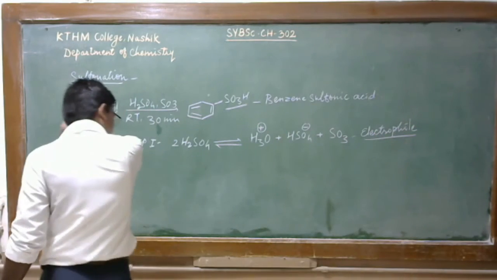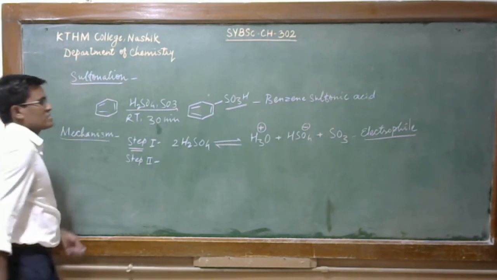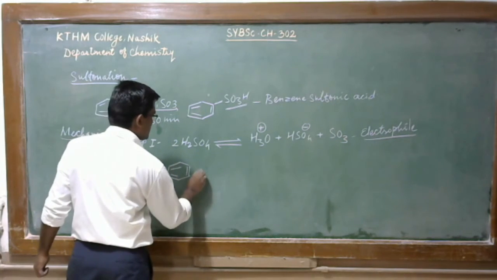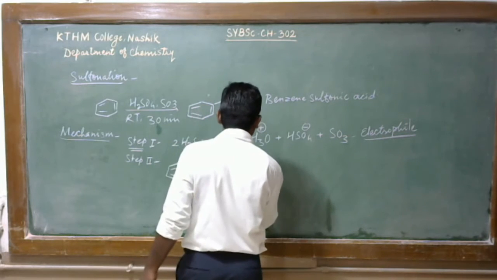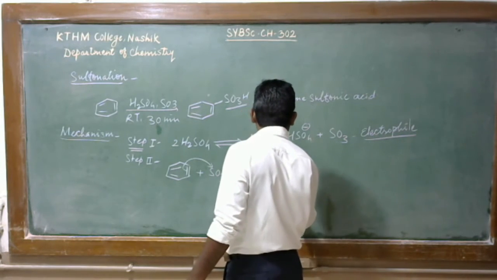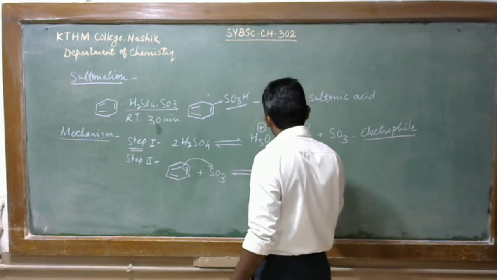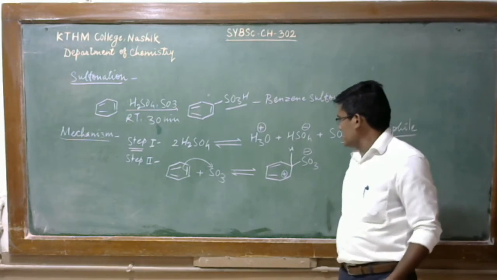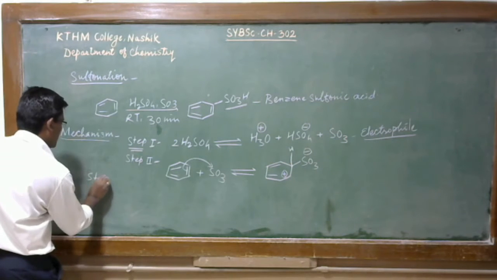So in the second step, this benzene will get attacked by this electrophile SO3, so we will get this complex, where SO3 carries a negative charge, and we can show the hydrogen here. Okay, so we will get this complex.